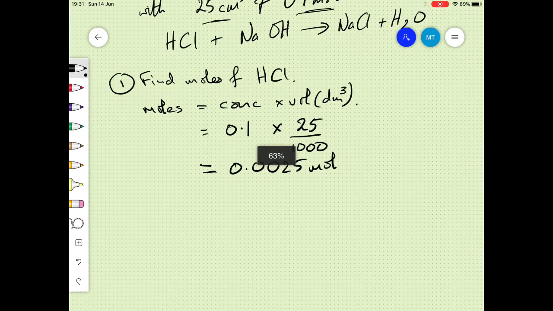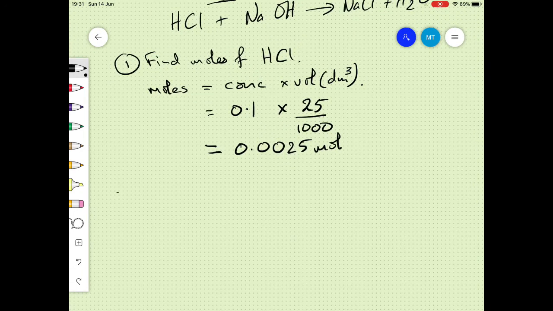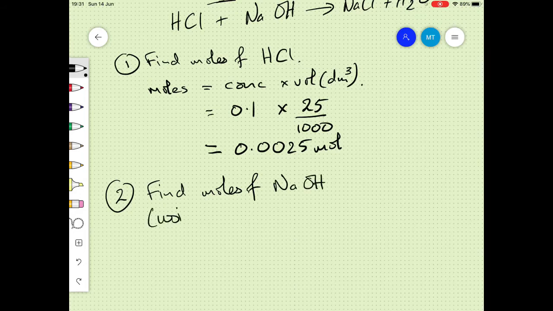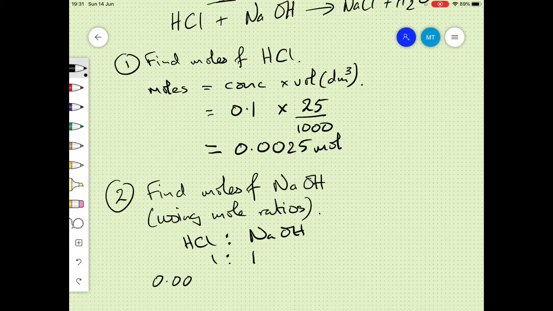As with all other mole calculations, the next step is using the mole ratio. So we know the moles of HCl, now we can use the equation and the mole ratio to find the moles of sodium hydroxide. So we've got HCl to NaOH. We use the equation. The ratio from the equation is 1 to 1. But we've got 0.0025 moles of HCl. So therefore we must have 0.0025 moles of sodium hydroxide.